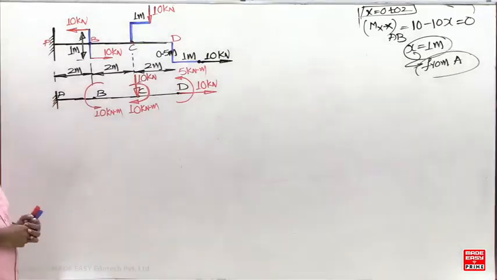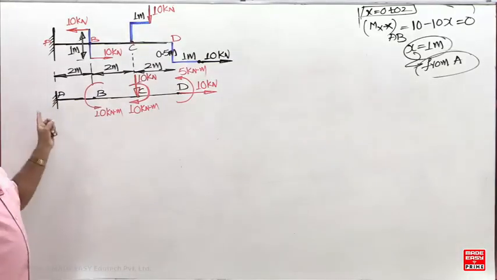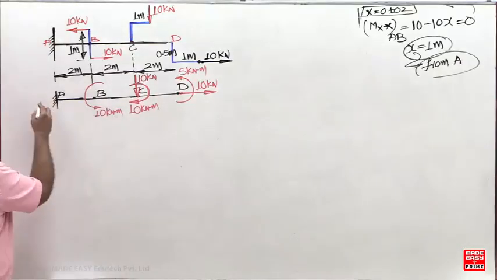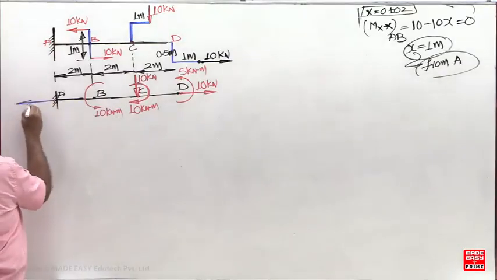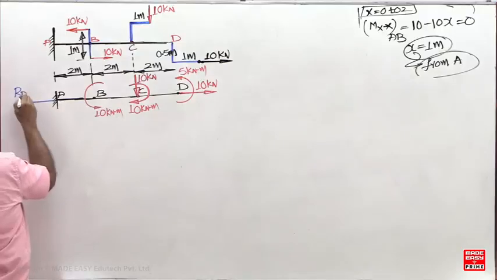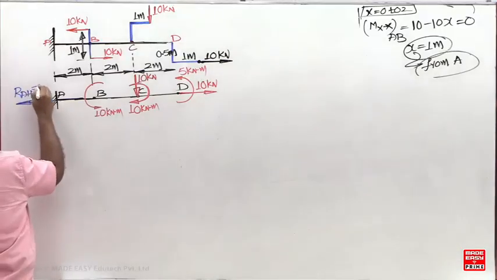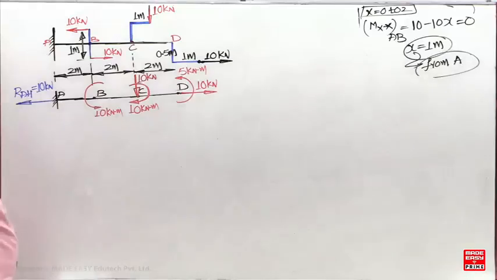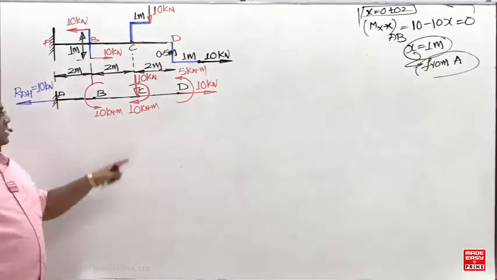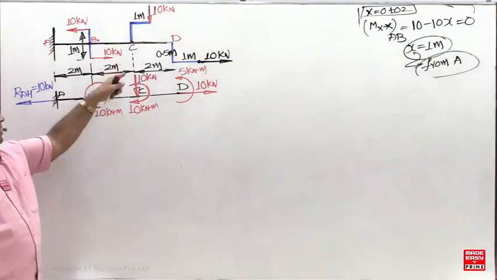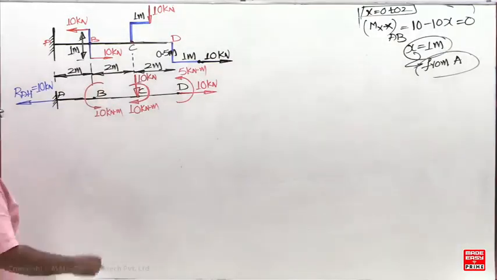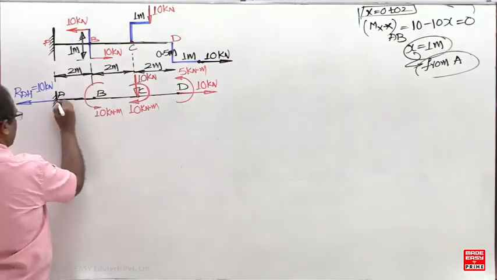Now can you complete the reactions now? Horizontal reaction equals net axial load, 10 towards right side. So horizontal reaction will be towards left. And vertical reaction: net vertical load is 10 downward. The vertical reaction will be 10 upward.